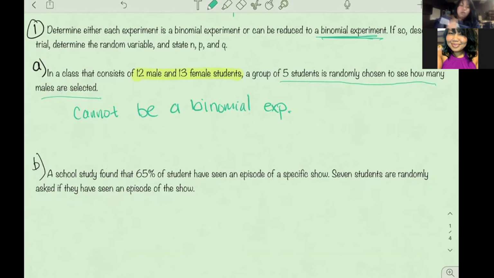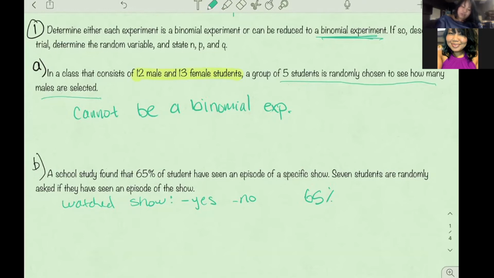It can be a binomial experiment because they either watch the show, yes, or no, and it's a 65% rate, 65% of the students. So the probability of the students is 65%. So that's our trial. They're going to ask the students.